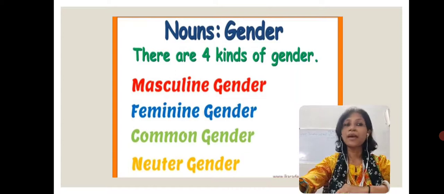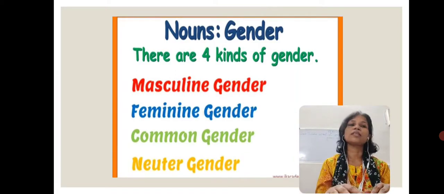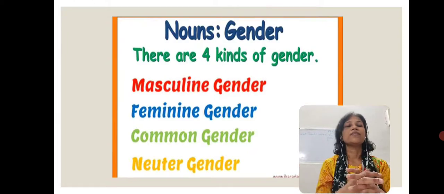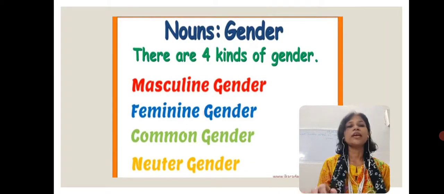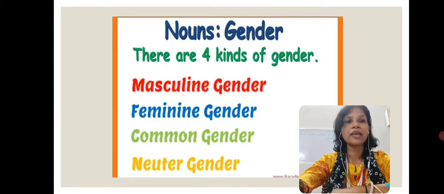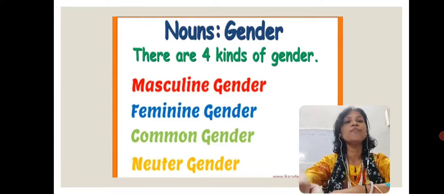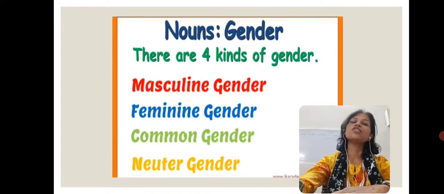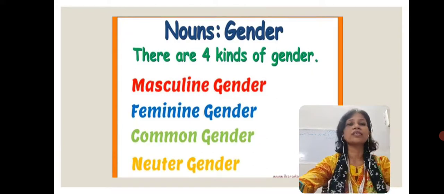So what are they? First, masculine gender. The masculine genders are also called the males. Next one is the feminine gender, that refers to females. After that we have common gender, that is very common, and finally we have neuter gender. Now let us spell the words. M-A-S-C-U-L-I-N-E, masculine gender. F-E-M-I-N-I-N-E, feminine gender. The third is common gender, C-O-M-M-O-N. Finally we have neuter gender, N-E-U-T-E-R. Basically in this chapter we will come to know about the first 3 genders, that is masculine, feminine and common. The neuter gender has not been mentioned in this chapter.